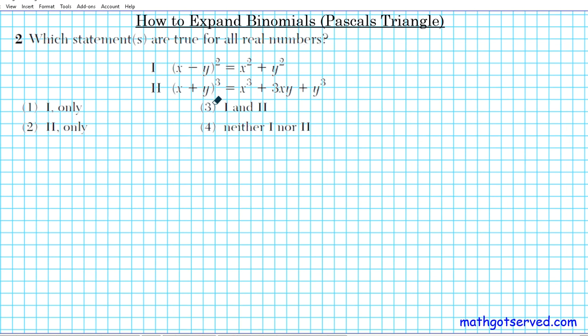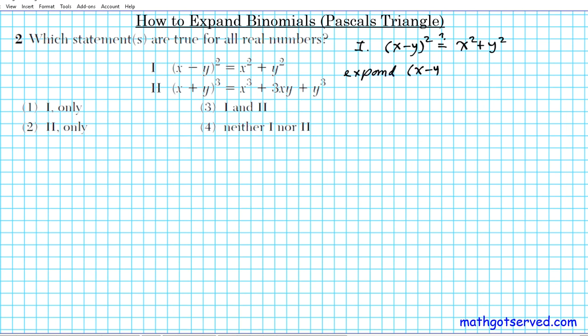So let's start with statement 1, expand that and see if it's true or false. Then we will advance to statement 2. Alright, so let's start with statement 1. The question is, x minus y quantity squared, is it equal to x squared plus y squared? So what we're going to do is expand the left side and see if it equals the right side.